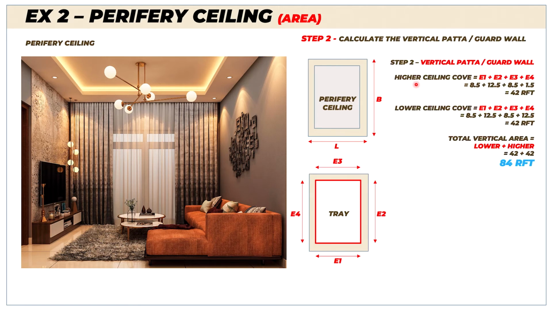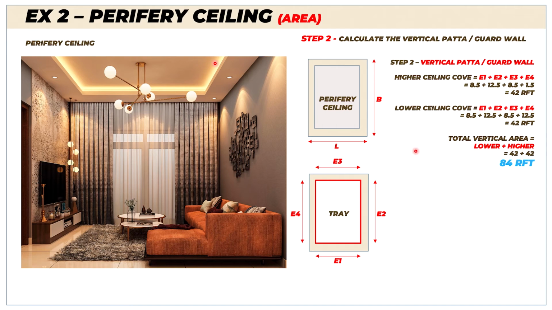So to calculate the vertical patta or guard wall, I have marked this central rectangle in red, and the width of these edges I have considered as E1, E2, E3 and E4. Now here we have to calculate the area of two vertical pattas. Can you see this lower tray ceiling? This lower ceiling also has this patta running on all the edges, and above that for higher ceiling also there is a guard wall. So we have to calculate the area twice.